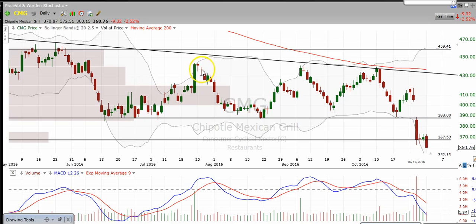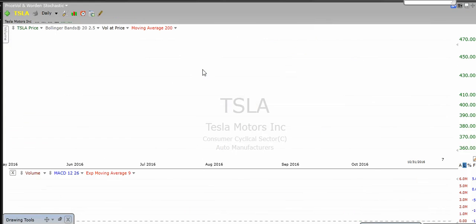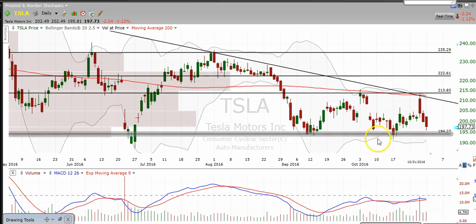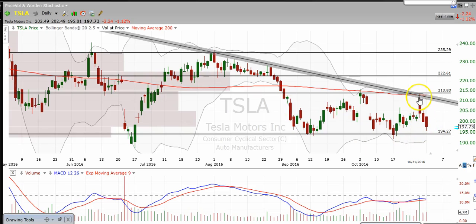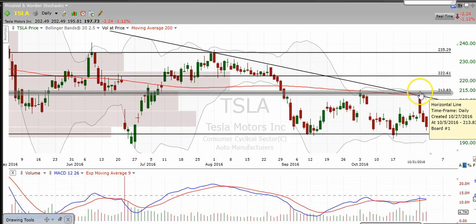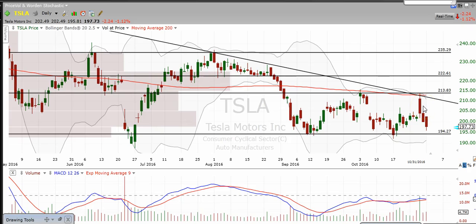The next one we're going to take a look at is Tesla. In Tesla, we had an earnings reaction right here, came up to this 213 area. I posted on social media about Tesla that if it did not break over the 215 mark, we were going to be heading lower. So congrats if you saw that and followed along, because it's been a nice short since then.